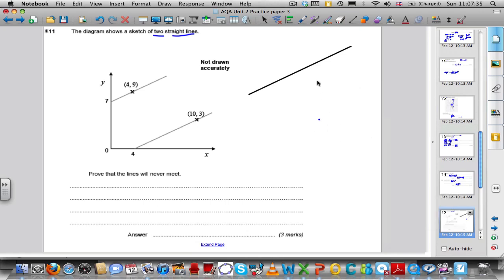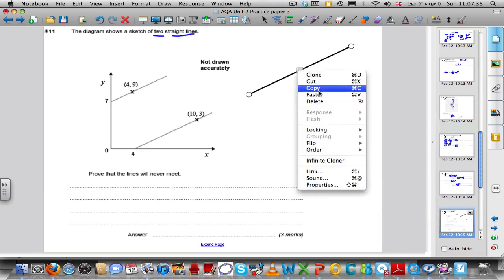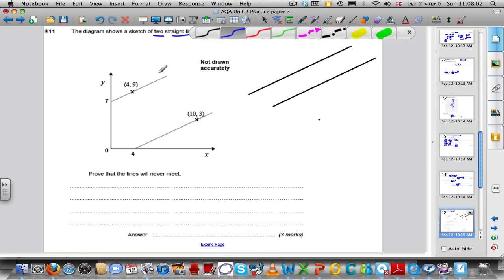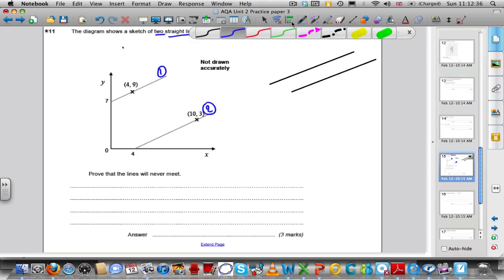Thinking about this the other way around, if two lines have the same gradient, for example, I'm pasting this line here, these two have the same gradient, they will never meet. So if the gradients are the same, they can never meet each other. Unless they were the same line, for example, but they're not. So in order to prove this line 1 and this line 2 do not meet, we have to show the gradients are equal.